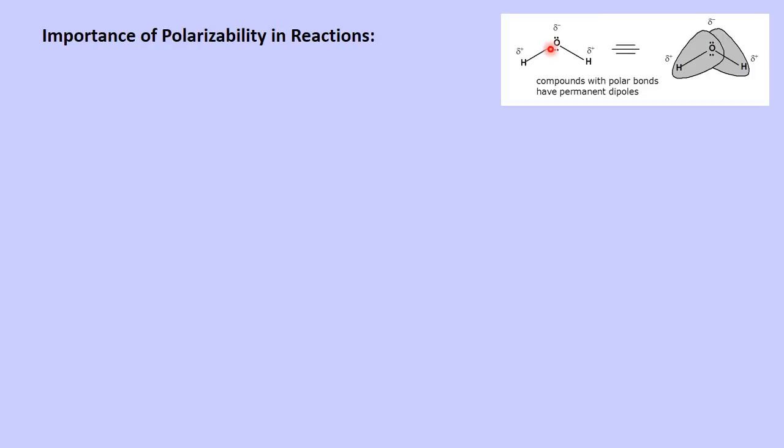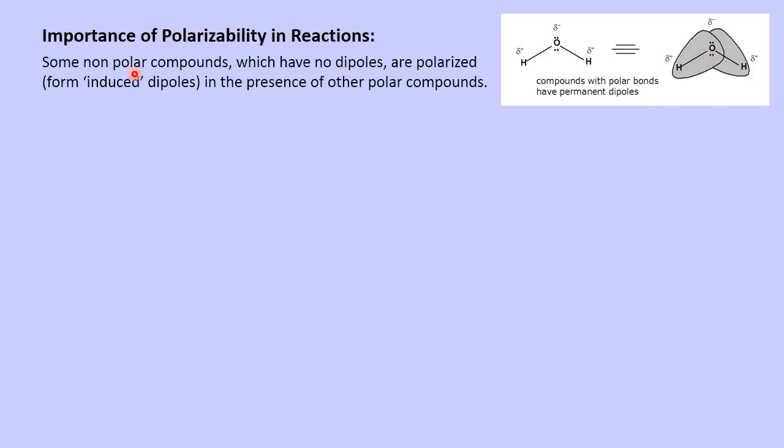If we could visualize the movement of the electrons in this area, it would be like a distorted cloud where the pair of electrons spend most of their time near the oxygen, only occasionally coming to hydrogen, but mostly here. So that's a permanent dipole. Now some non-polar compounds that have no permanent dipoles are in fact polarized. That is, they form induced dipoles in the presence of polar compounds. We're going to consider bromine and fluorine in the presence of a polar compound, ethylene.